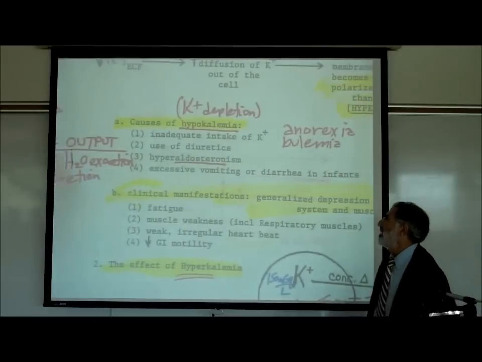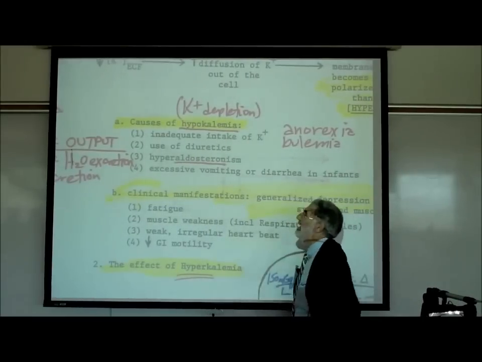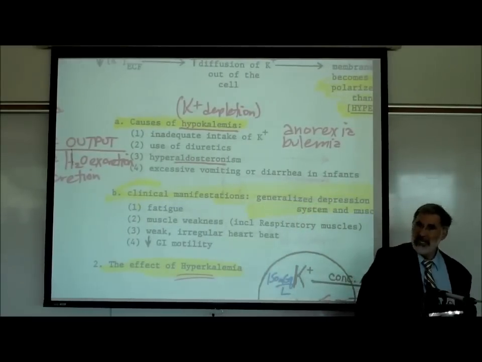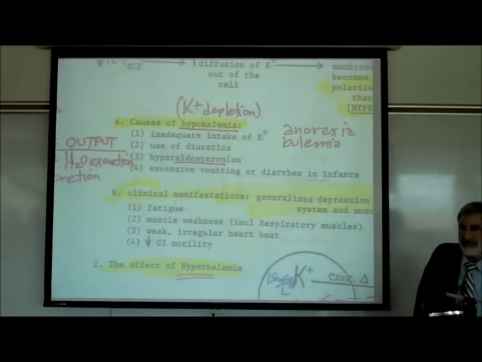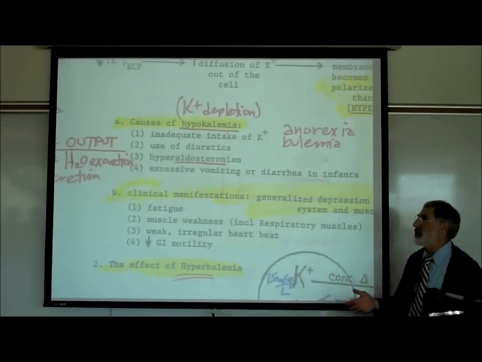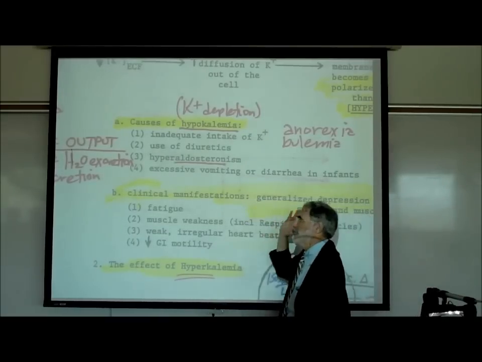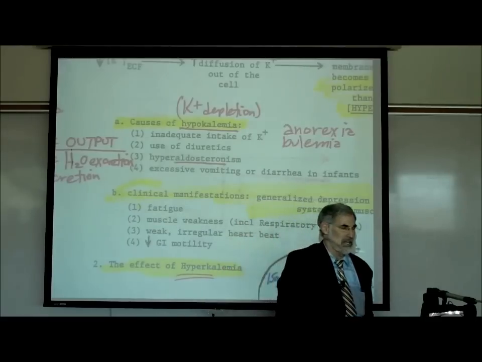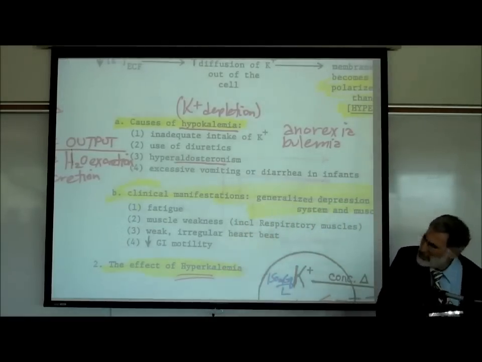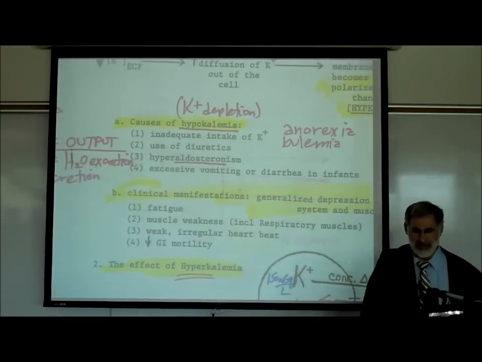Now, a fourth possible cause, and there are more, is excessive vomiting or diarrhea, especially in infants. Okay? Now, this can happen in adults as well who have excessive vomiting or diarrhea, but it's most commonly observed in infants. Now, how would that cause low potassium levels?